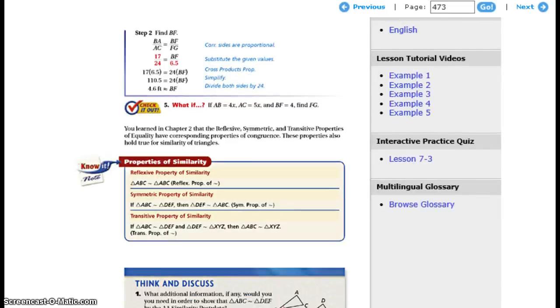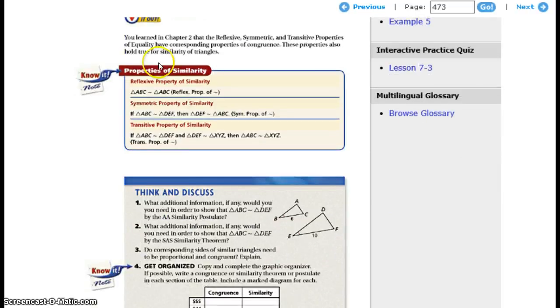Alright. There are properties of similarity, just to note. The reflexive property of similarity is pretty straightforward: triangle ABC is similar to triangle ABC. Same triangle equals same triangle. Symmetric property of similarity: if ABC is similar to DEF, then DEF is similar to ABC. It's just reversed. It's also pretty straightforward.